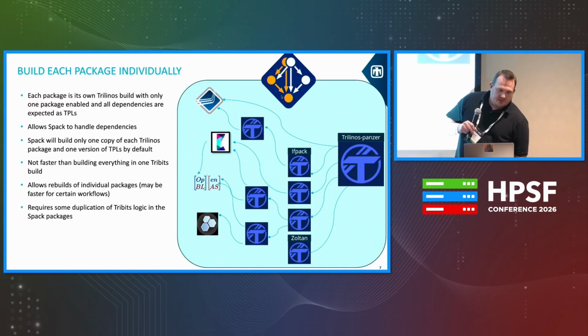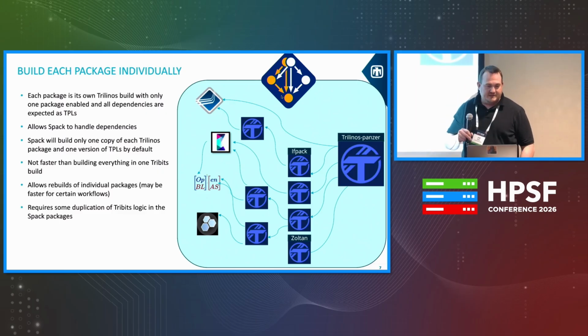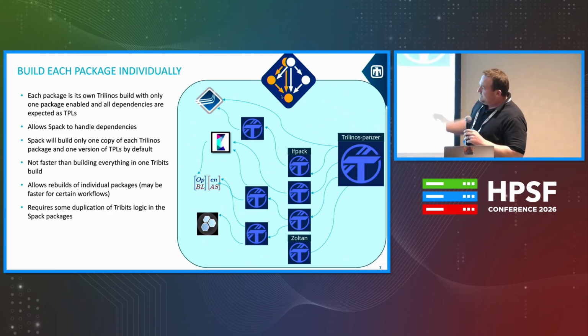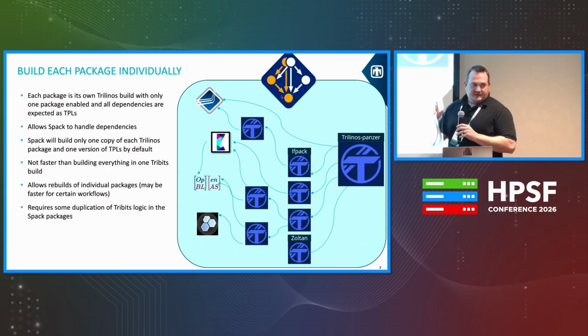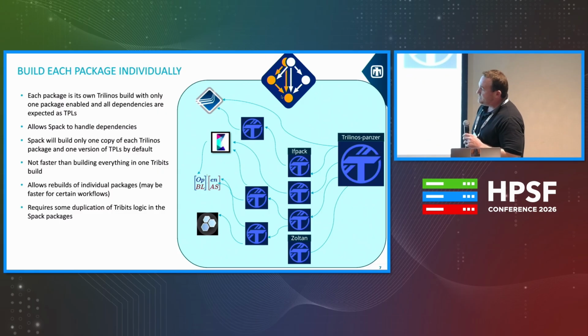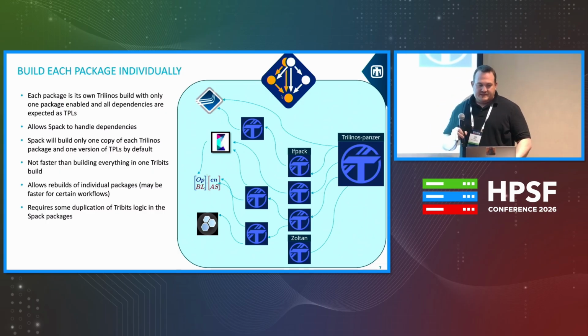So each package is built independently. Here's a graphical representation of this, right? You end up with what is essentially a bunch of tiny Tribits builds of Trilinos, each one containing only one package and pointing to another build that has one package in it. This will allow Spack to handle the dependencies, and we're only building one copy of each.